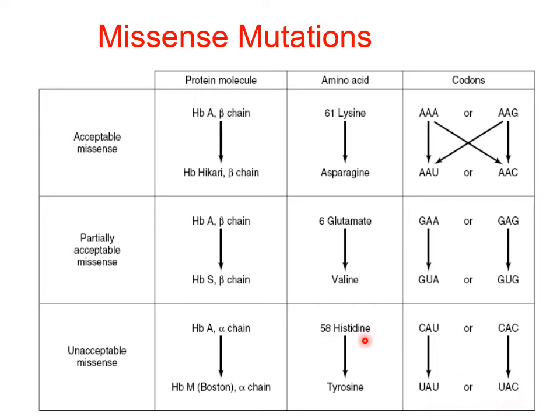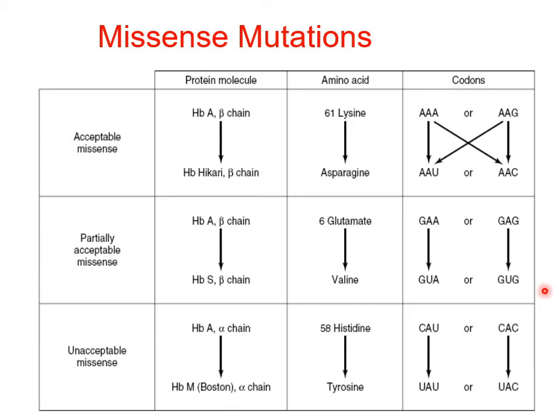Now this histidine at the 58th position, which is called the distal histidine, is important for binding of the oxygen to the hemoglobin molecule. Now if this histidine is replaced with tyrosine, this particular hemoglobin cannot carry the oxygen molecule. So this is an example of unacceptable missense mutations.